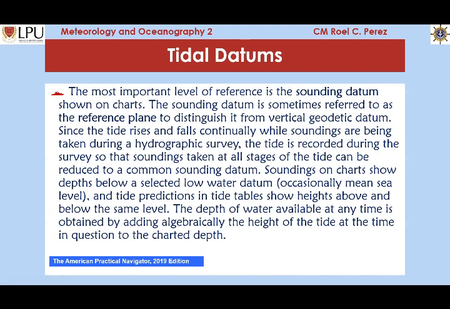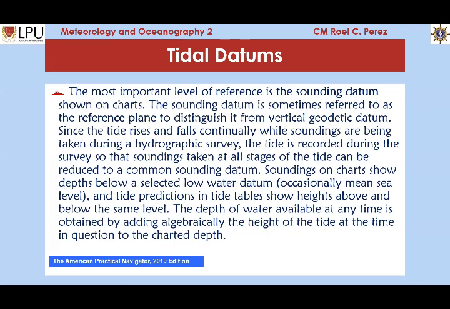Okay, the most important level of reference is the sounding datum shown on charts. The sounding datum is sometimes referred to as the reference plane to distinguish it from the vertical geodetic datum. Since the tide rises and falls continually while soundings are being taken during a hydrographic survey, the tide is recorded during the survey so that soundings taken at all stages of the tide can be reduced to a common sounding datum. Soundings on charts show depth below a selected low water datum, occasionally mean sea level.